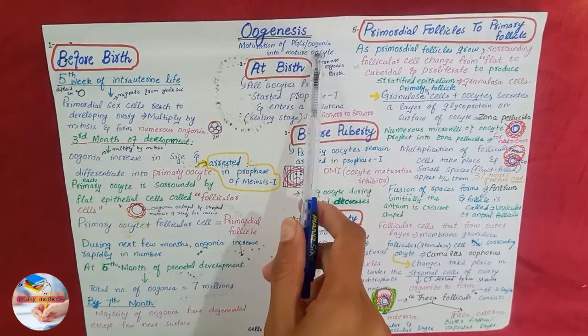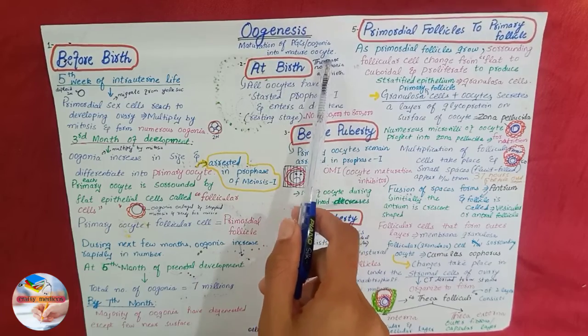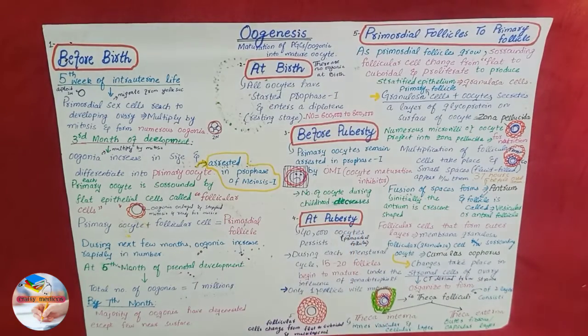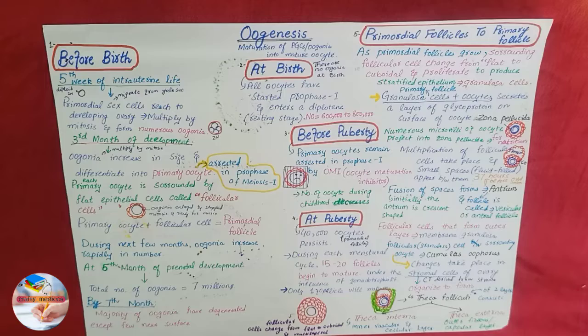In this video we are going to learn about the process of oogenesis, which is the maturation of the primordial germ cells or the oogonia into the mature oocyte. Or we can say that it is a sequence of events by which the oogonia or the primordial germ cells are transformed into the mature ovum.